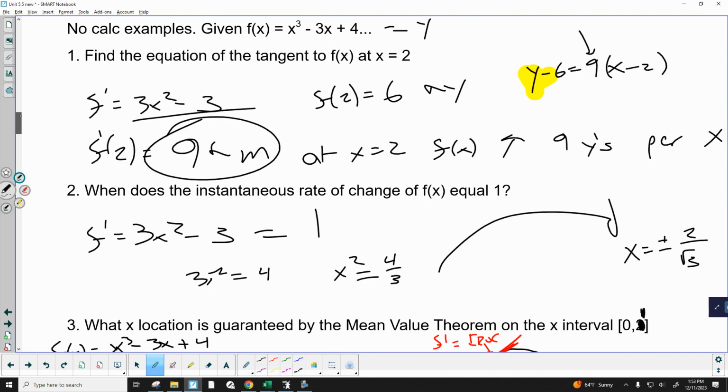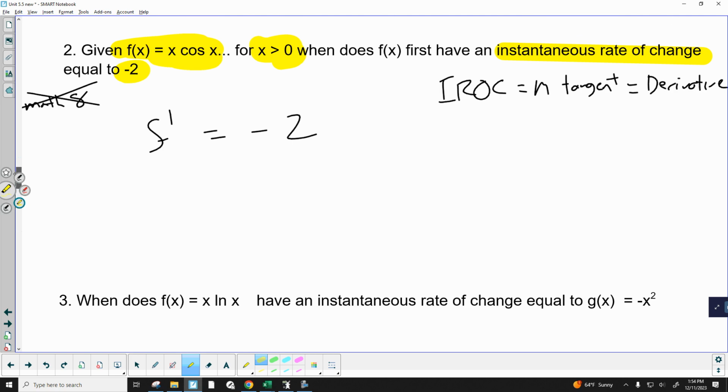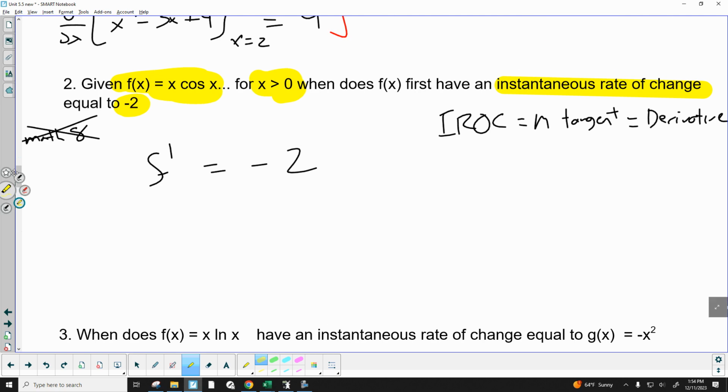We take the derivative, we set it equal to a number we're looking for. We did this with x cubed minus 3x plus 4. We took the derivative, we set it equal to 1, we solved. Well, we're going to take the derivative, we'll set it equal to -2, but now we won't be able to solve. It will be very hard, if not impossible, to solve by hand.